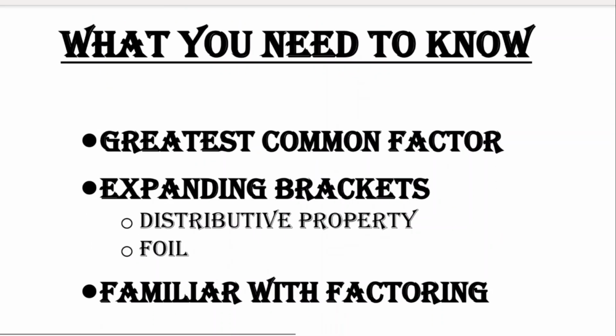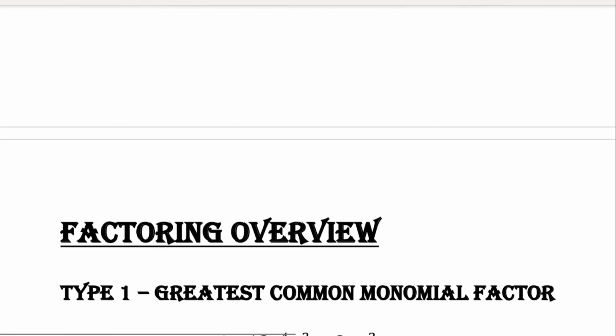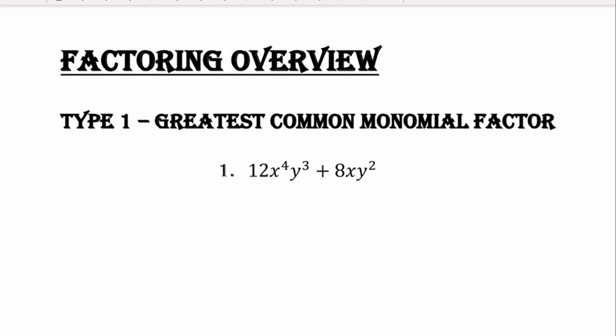You'll need to know how to find the greatest common factor, expanding brackets, using distributive or FOIL, and just kind of be already familiar with factoring a little bit. So let's get to the different types you can come across. Our first type of factoring is going to be the greatest common monomial factor.